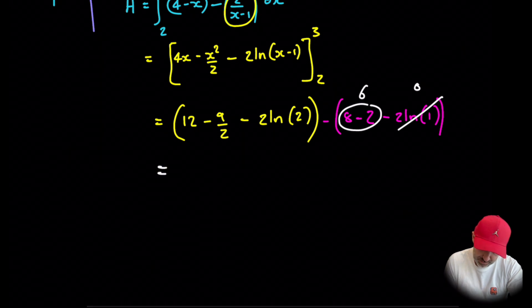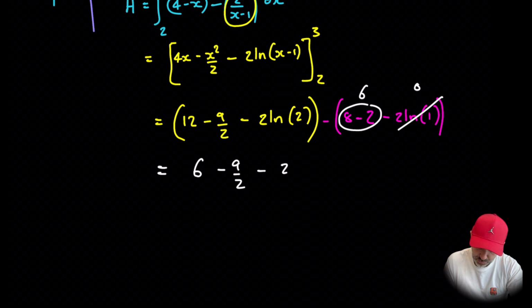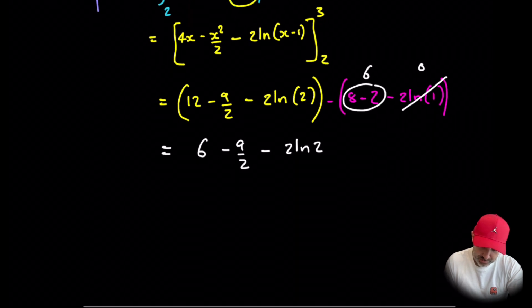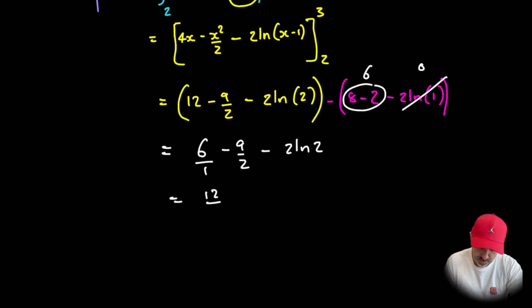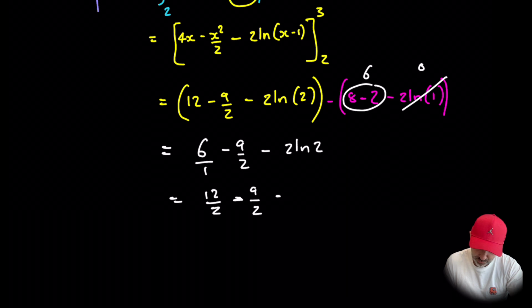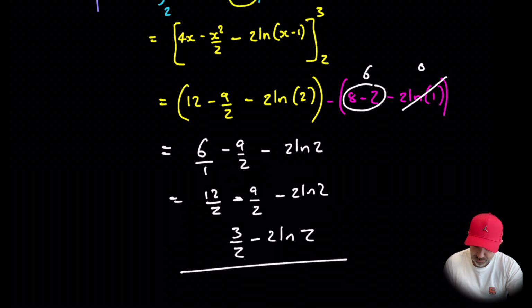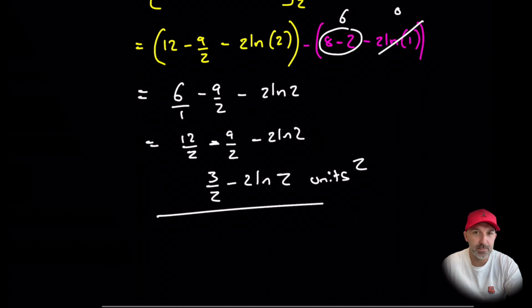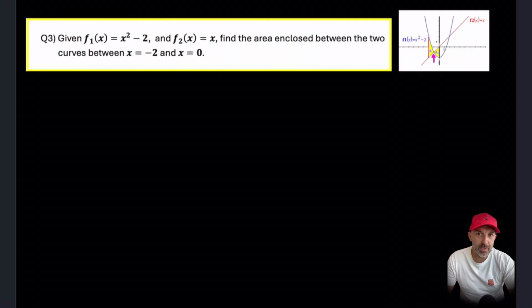We've got 12 minus 6, so that'd be 6 minus 9 over 2 minus 2 natural log 2. And 9 over, well, we can just change this to be over 1. So we get 12 over 2 minus 9 over 2 minus 2 natural log 2. And so that would be 3 over 2 minus 2 natural log 2 as an exact term. And don't forget, it's units squared because it is an area. And that's the end of question 2. Okay, on to question 3.